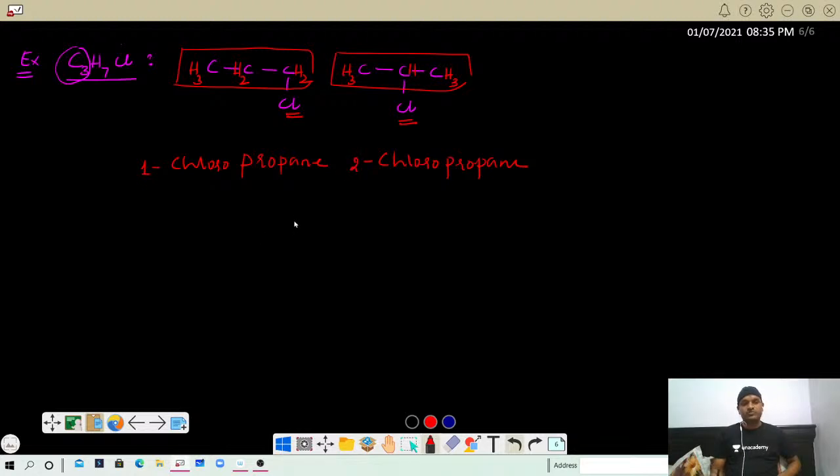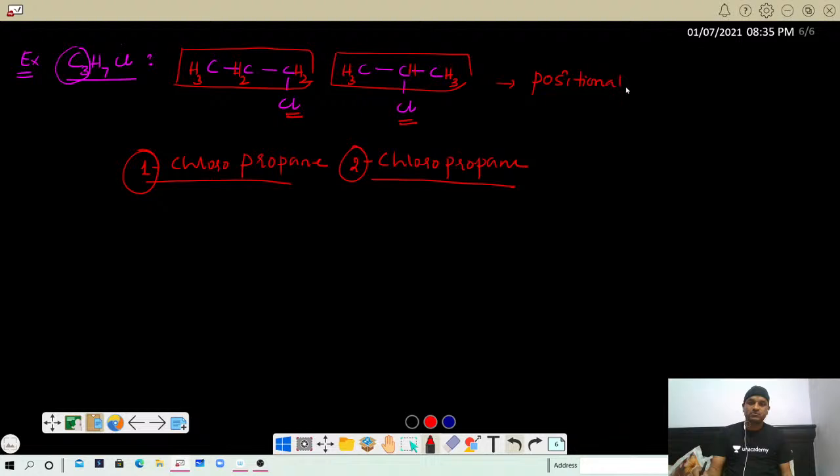It is 2 chloro. So 1-chloropropane and 2-chloropropane. Right? So what is the difference here? This position is different, 1 and this is 2. But the rest of the name is the same. So simply I can say these are said to be which isomers? They are said to be positional isomers.